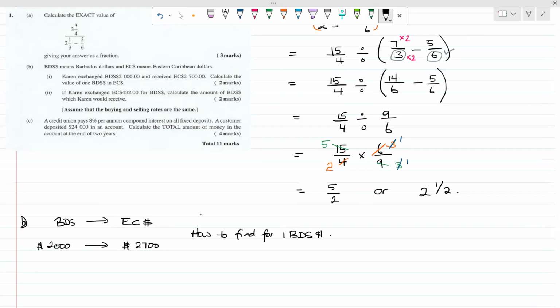Any ideas on how we're going to find for 1 Barbados dollar? Any suggestions? What do you think we should do? They bounce up something like this in exams.